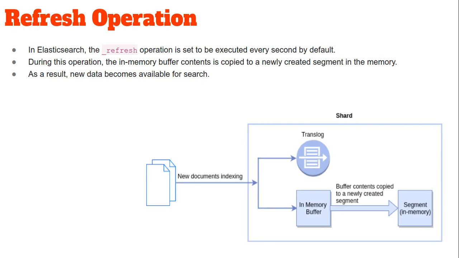Here again, we see in the form of a diagram that the new documents are written both to the translog and to an in-memory buffer. And when the refresh operation takes place, the buffer contents are copied to an in-memory segment of Lucene. From here, when a read request or a search request comes, it can be fulfilled, because this data is now available to Elasticsearch for reading from the Lucene segment. So Elasticsearch only reads from such a Lucene segment, or from its own shards, which are nothing but an abstraction over such a Lucene segment.